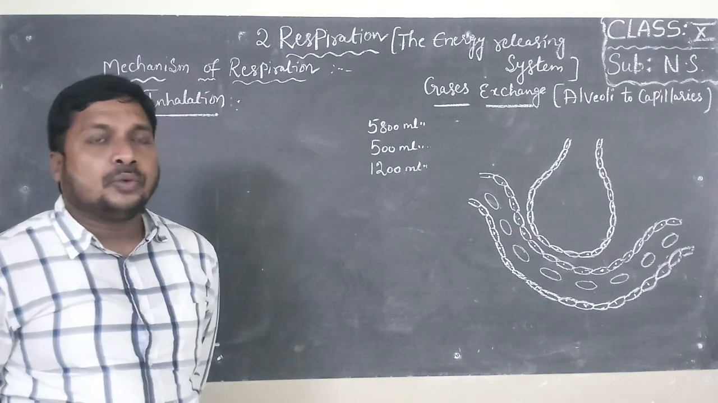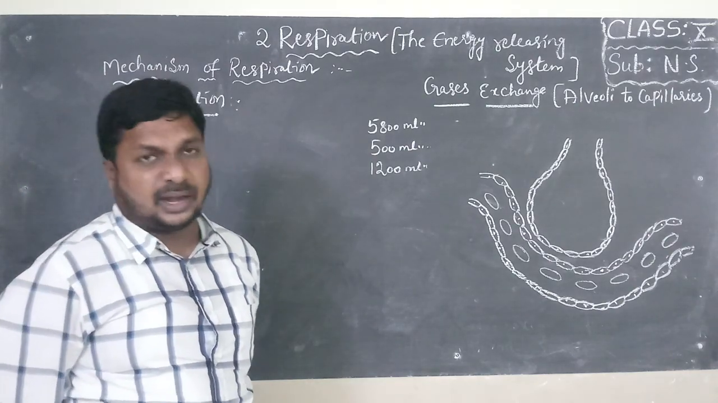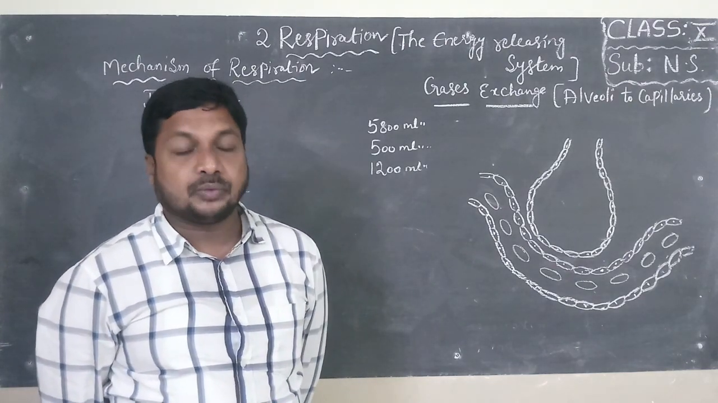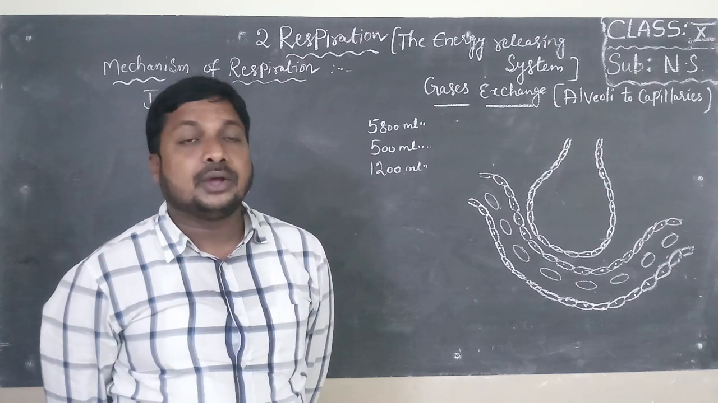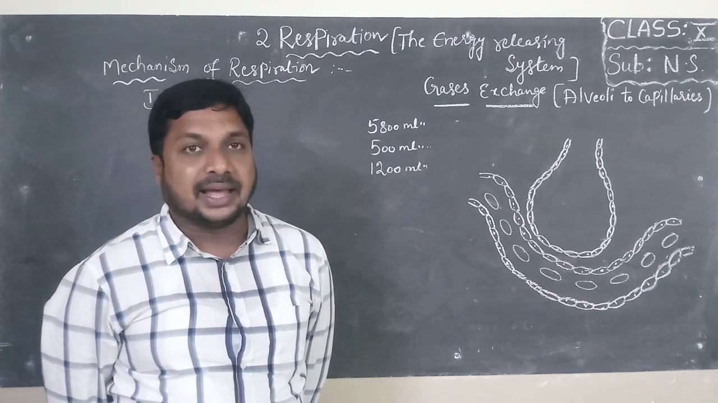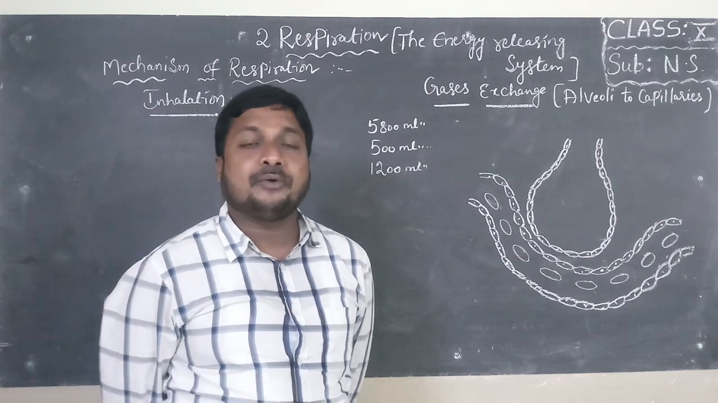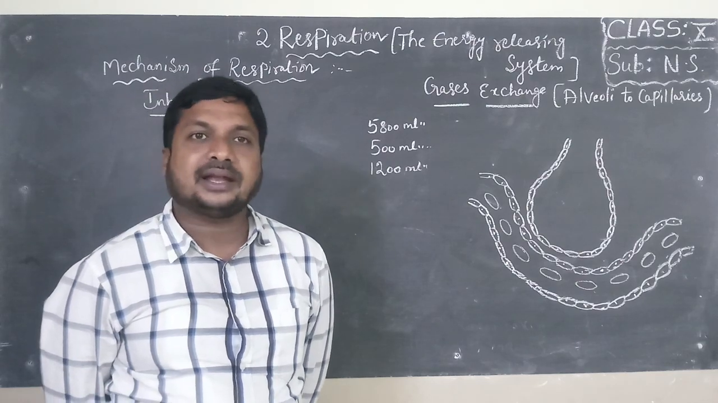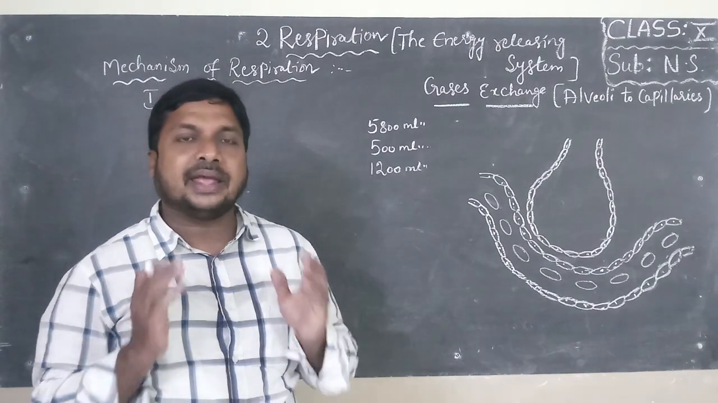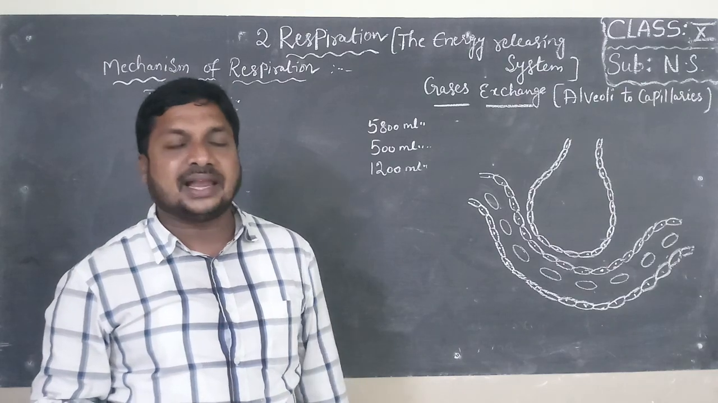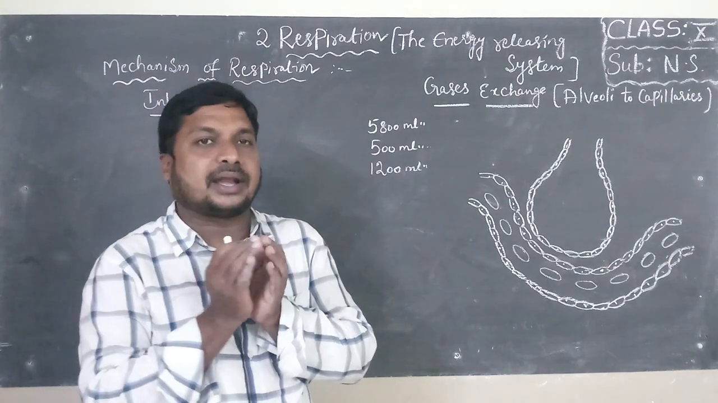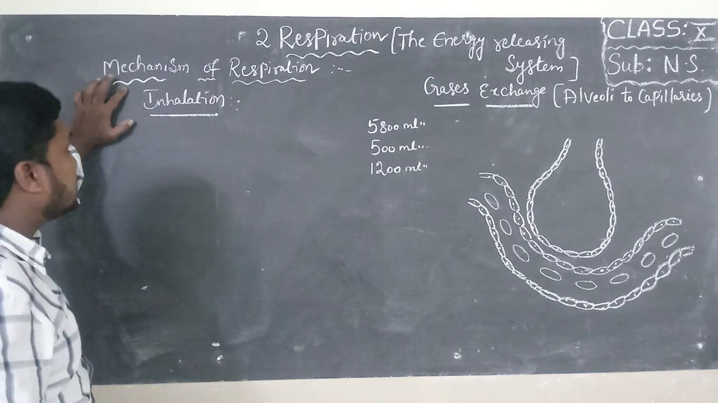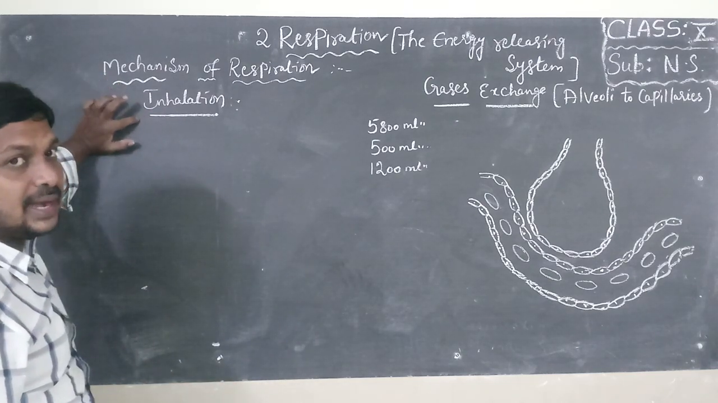Do you know? We cannot see our lungs directly, correct or not? But we can observe the movements of lungs. Lungs have an elastic nature. They may expand and they may contract. At the time of inhalation, the lungs expand. At the time of exhalation, the lungs contract or collapse. So, I will explain the mechanism of respiration, starting with inhalation.